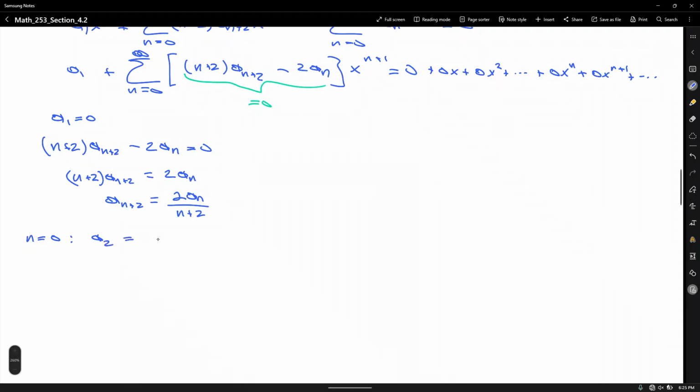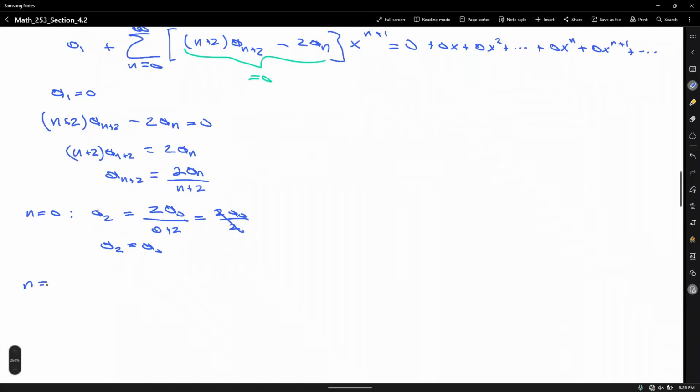Okay, and that equals 2 times a sub 0 divided by 0 plus 2, which in this case is 2 a sub 0 over 2, which means divide out, that means a sub 2 equals a sub 0. So that's one of the coefficients. Guys, we're going to spend a good minute generating some coefficients here, okay?